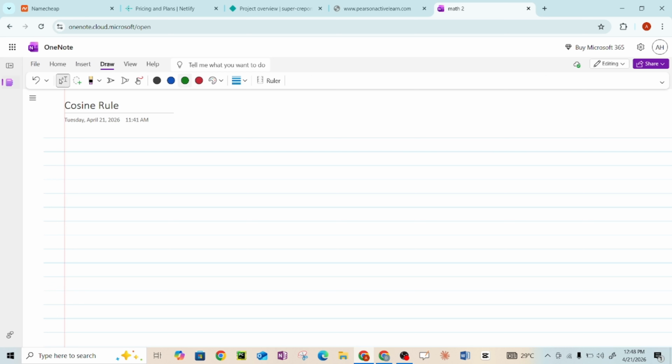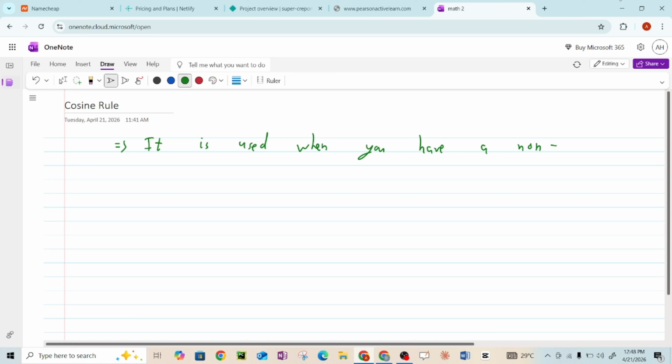Let's first write down the conditions for it. It is used when you have a non-right angle triangle and no angle side pair is given. So two things: not a right angle triangle, and no angle side pair. This is the final thing.